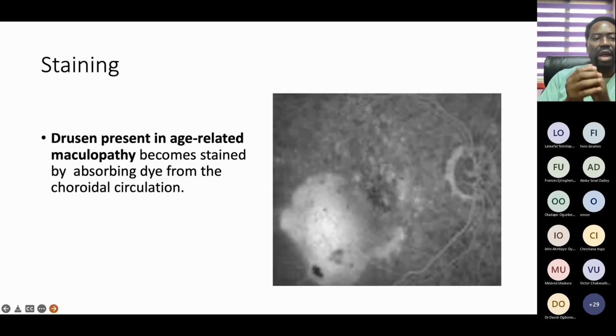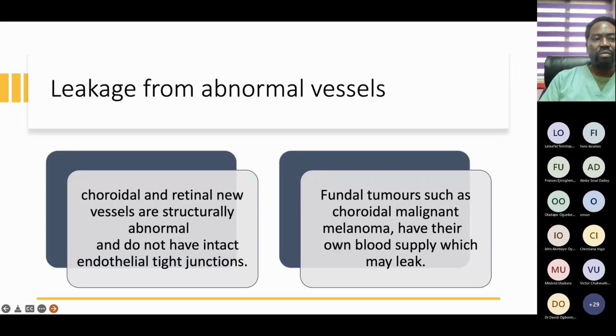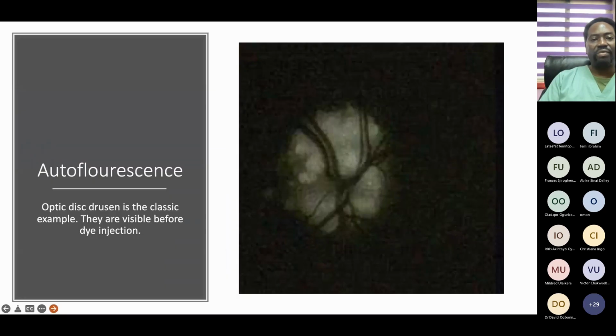So staining can also happen with things like drusen. Drusen gradually over time tend to absorb the dye, and they show a seemingly hyperfluorescent pattern that results in what we call staining. So leakage from abnormal vessels, there's other abnormal vessels, fundal tumors, malignant melanoma can also cause leakage when you have their sentinel vessels, and also when you have disorders like Coats disease that have abnormal vessels, you can see the leakage of the dye from them.